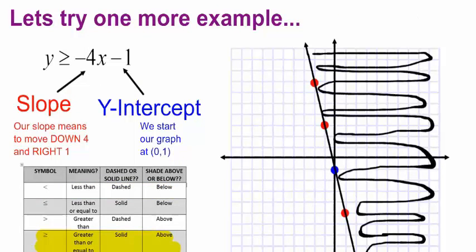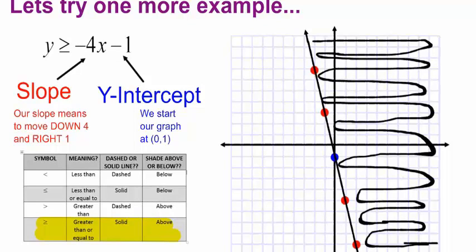Let's try one more example of when we have a linear inequality, meaning there's not an equal sign, but rather an inequality symbol. In this case, we have y is greater than or equal to negative 4x minus 1. Here, our negative 4 slope means we're going to move down 4 and again to the right 1.